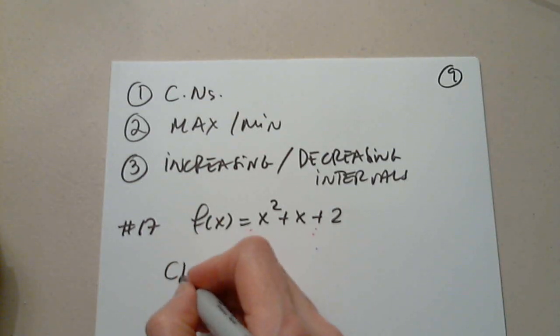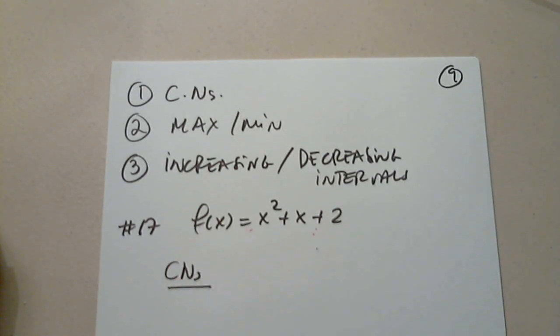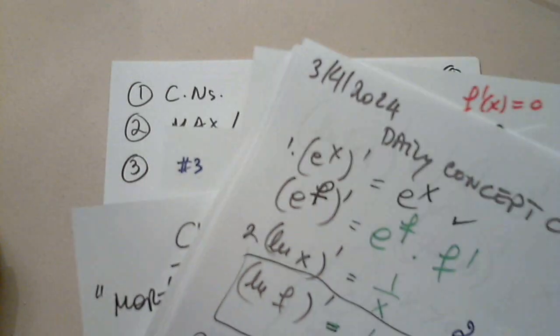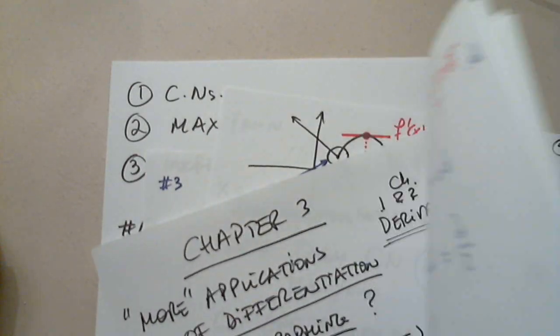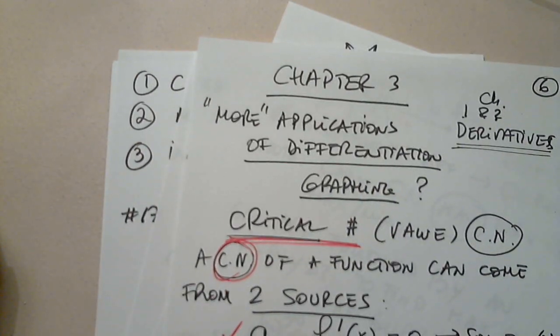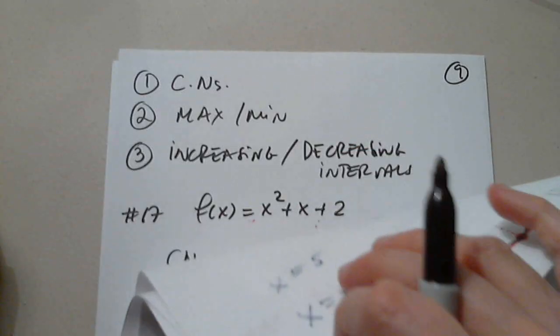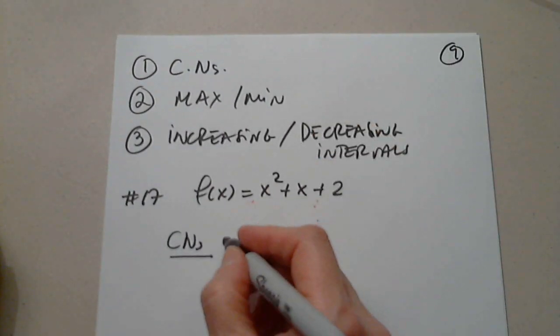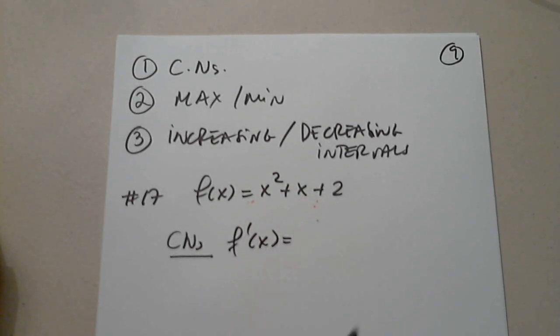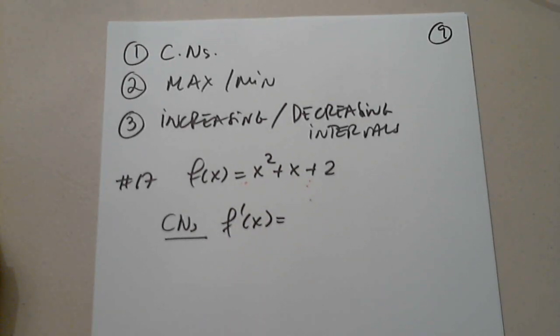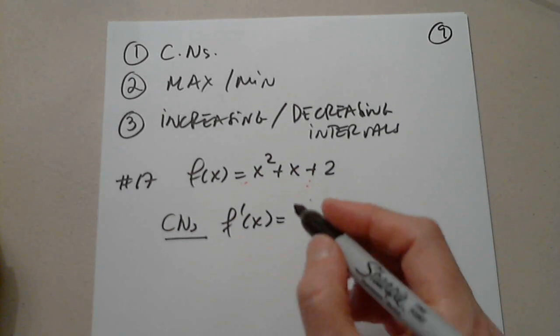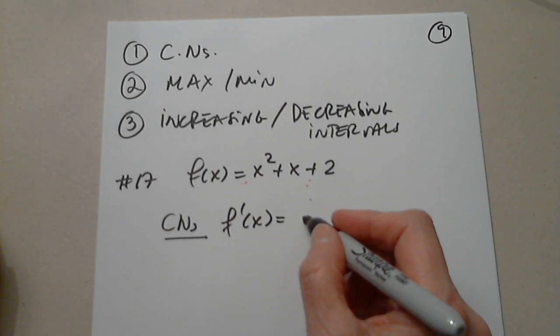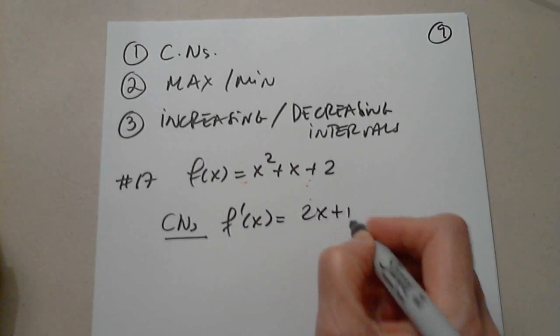So we are asked to find critical numbers. Critical numbers come from two sources. No matter what I do, I have to find the derivative. I can start with anything. I can analyze anything before I find the derivative. Can anyone give us the derivative of this function? 2x plus 1. Very good.